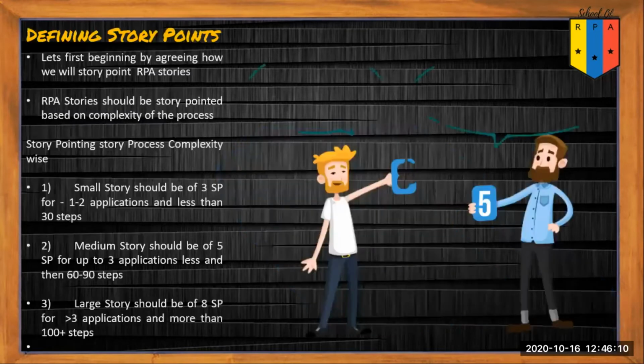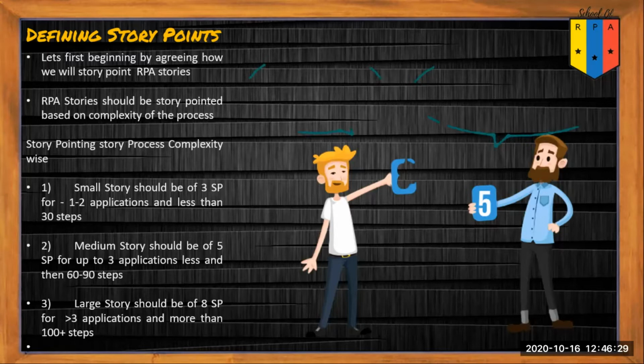The very first thing is story pointing. Now, for all of you guys who are working agile, you are very much familiar with story pointing, right? But on what basis do you story point RPA projects? The simplest way to story point an RPA project is based on complexity.